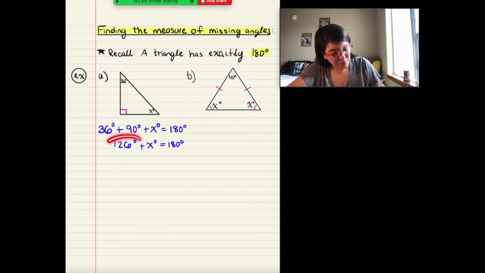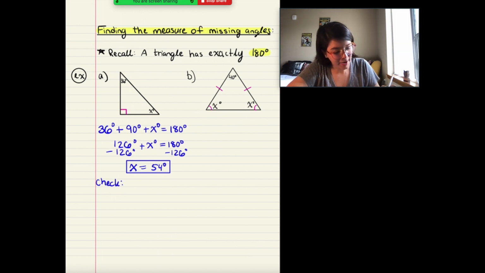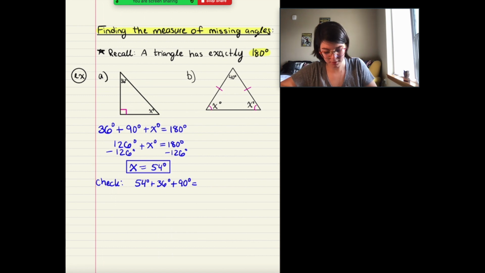So we have x plus 126, so we have to do inverse operations. So the opposite of adding 126 would be subtracting 126. So x would be 54 degrees. And then we can just check and make sure this works by adding all our angles back together, just to make sure that they equal 180. Our x was 54. We had 36 to begin with, and 90. So 54 plus 36 plus 90 is in fact 180 degrees.